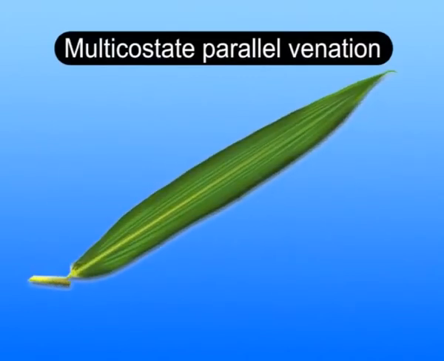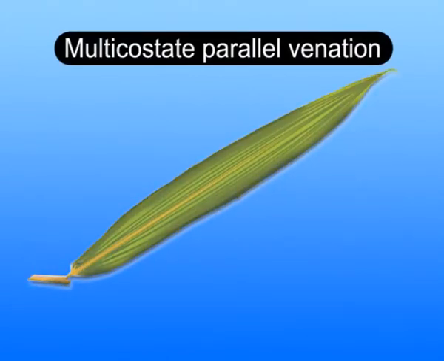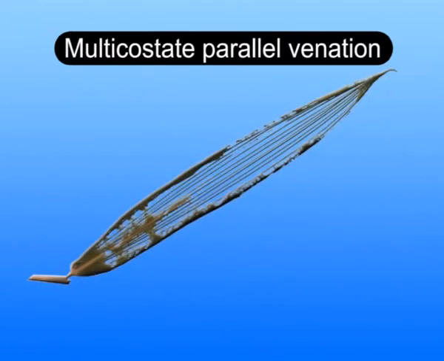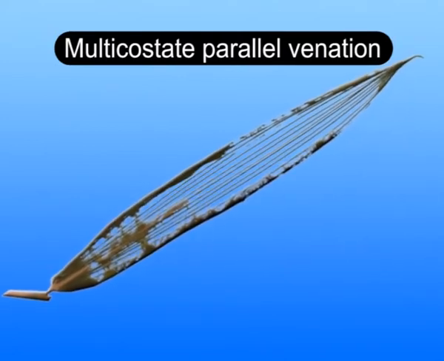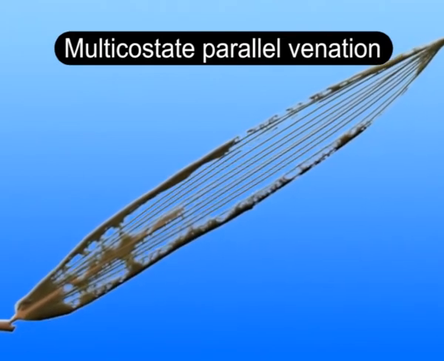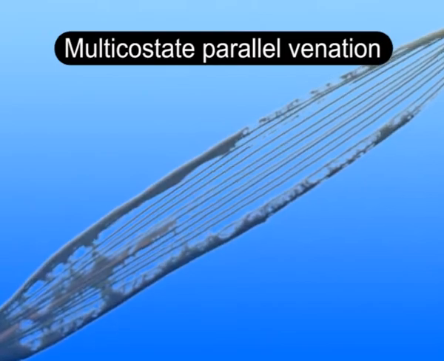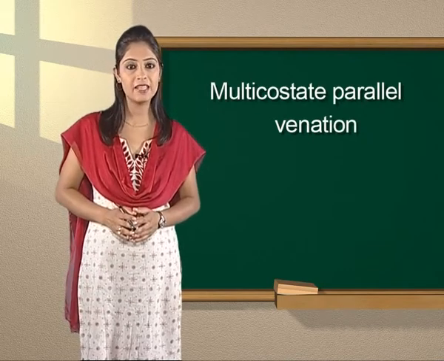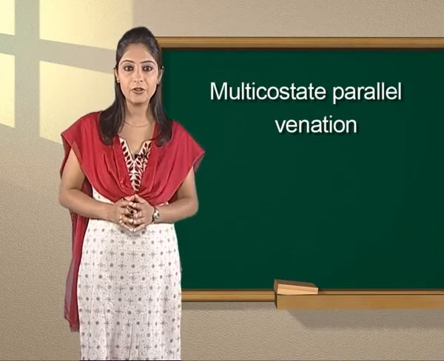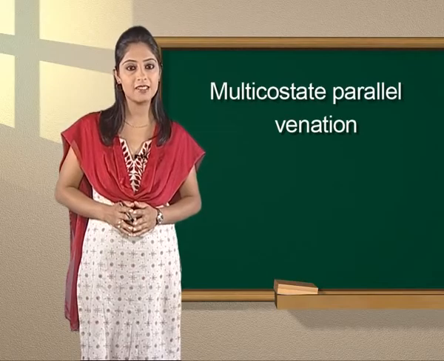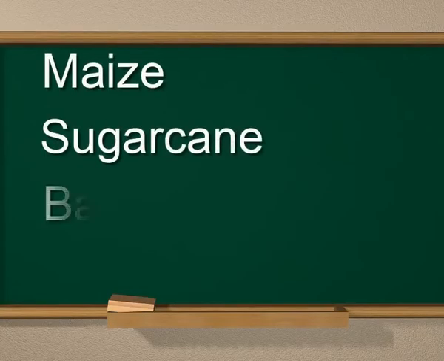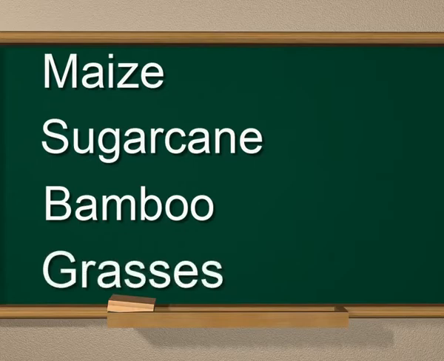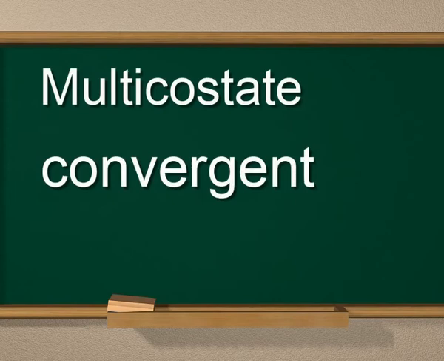Multicostate parallel venation. In the leaves of plants like bamboo and grasses, the lamina possesses several main or principal veins which run parallel to each other. This is known as multicostate parallel venation. Students, multicostate parallel venation is further of two types. When the main veins run parallel to each other and converge at the apex, as found in plants like maize, sugarcane, bamboo and grasses, this is called multicostate convergent type of venation.